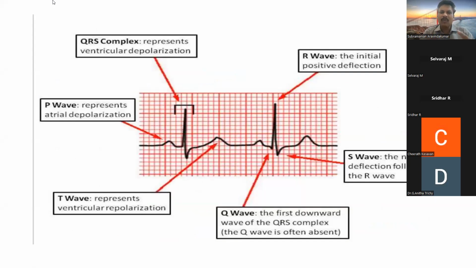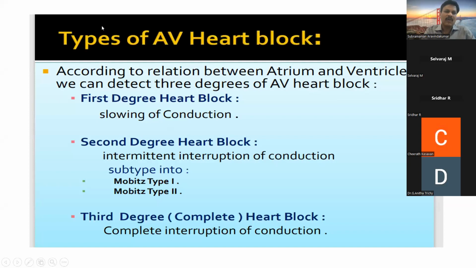Now I'm making it more and more clear, because the AV nodal block is the one which we need to understand. So this is the area which we are going to see, this one small segment of area. So now you know where exactly the block is and what the block is. Now we will see the types of AV block.